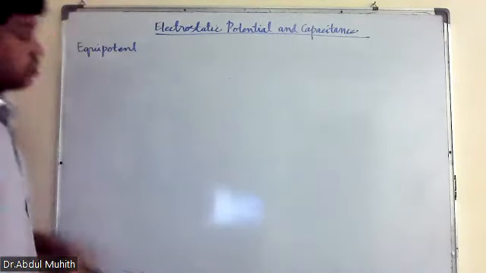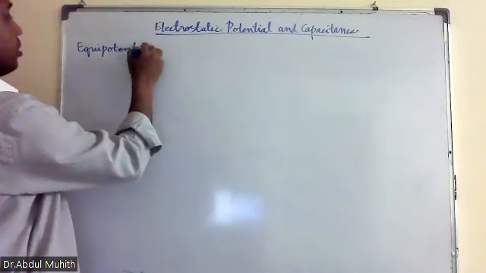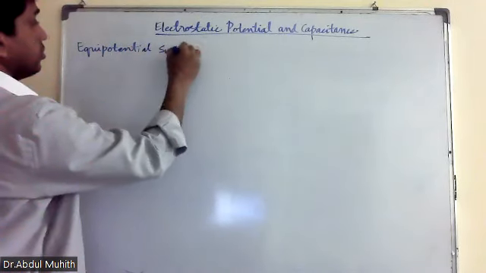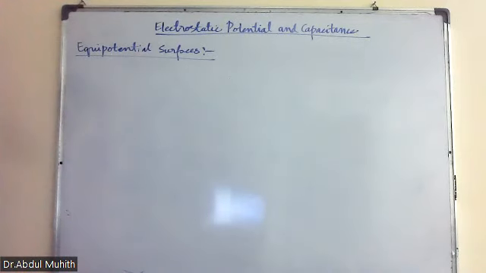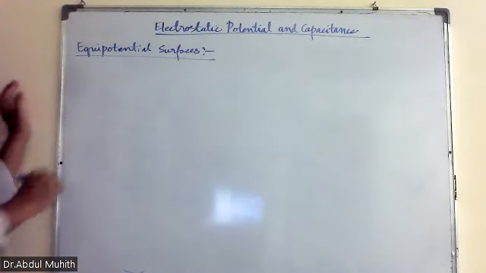So next is equipotential surfaces. So what is an equipotential surface? A surface with a constant value of potential.